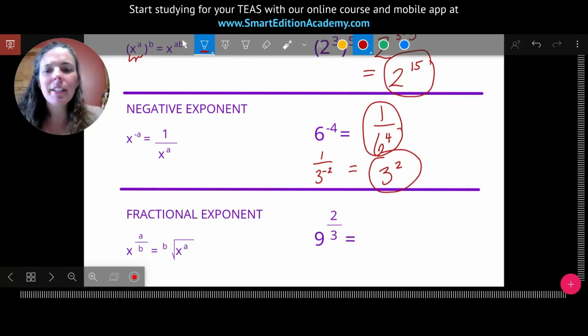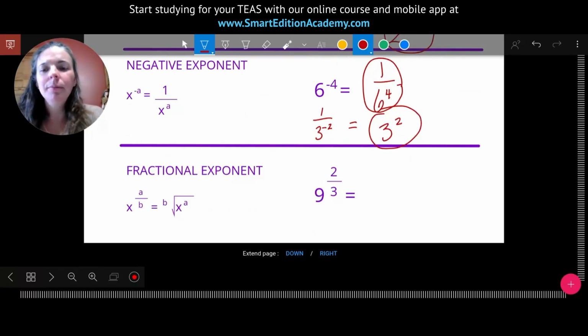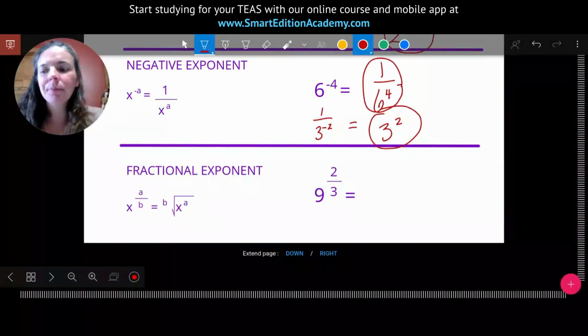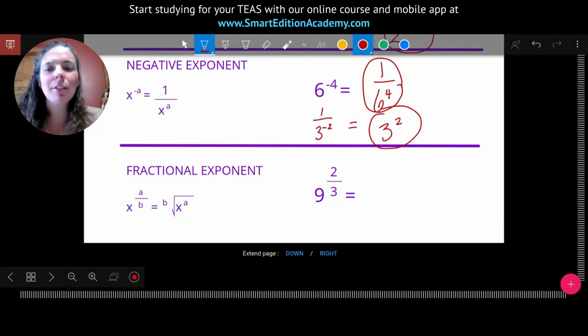All right, and then lastly, fractional exponents. If you have an exponent that is a fraction, it is the same thing as a radical. So x to the a over b would be equal to the b root. So whatever, it was kind of hard to write it in this software, but basically the b root means it could be squared, to the third, to the fourth, like whatever that root is. And then underneath the radical, you have x to the a power.